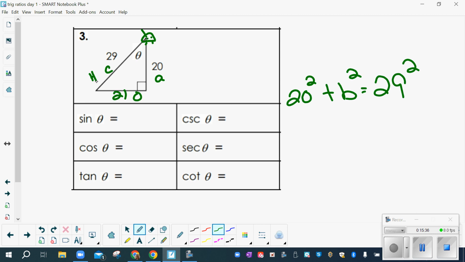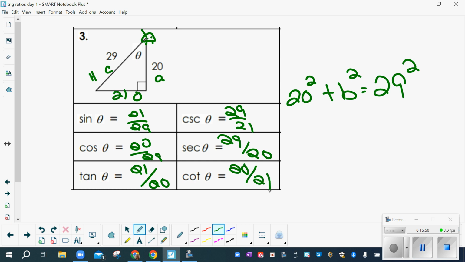So here come my answers. I got 21 over 29, 29 over 21, 20 over 29, 29 over 20, and the last one, opposite, I always have to think that one, over adjacent, 21 over 20, or 20 over 21.